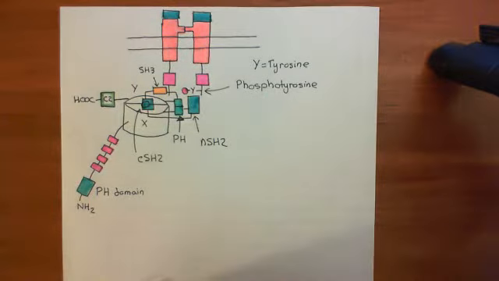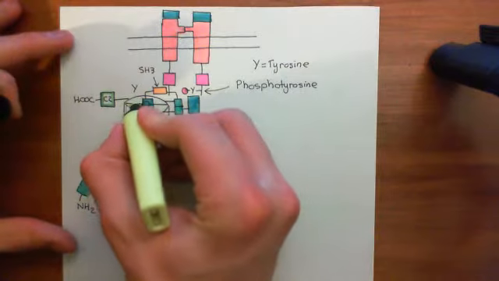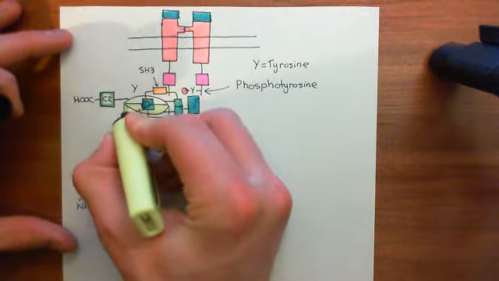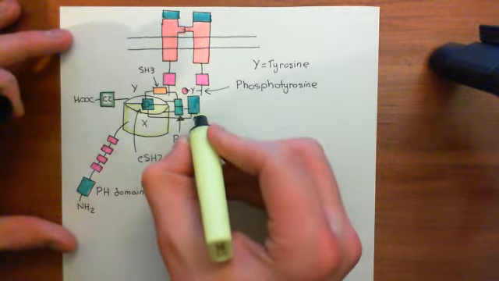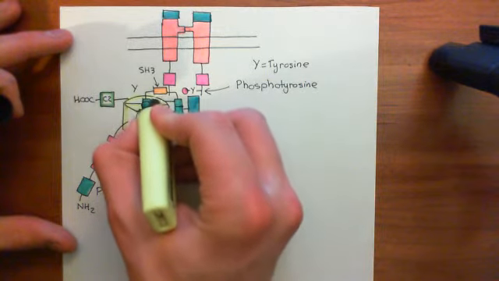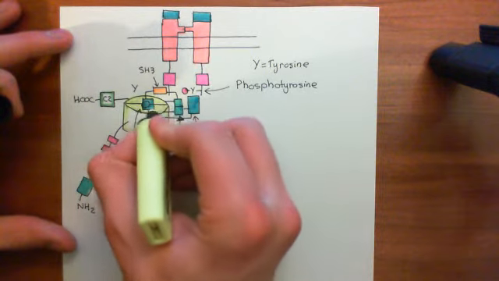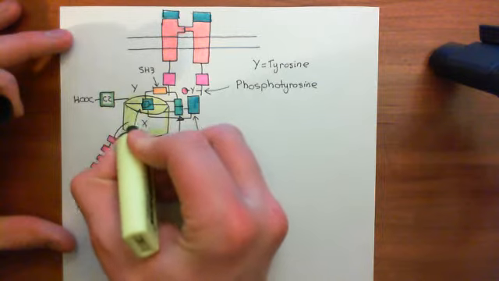Okay, so what has now happened is we have recruited our phospholipase C gamma enzyme to the underside of the phospholipid bilayer by binding this NSH2 domain to a phosphotyrosine residue on the cytoplasmic tail of our receptor tyrosine kinase. Okay, but we have not yet activated our enzyme.